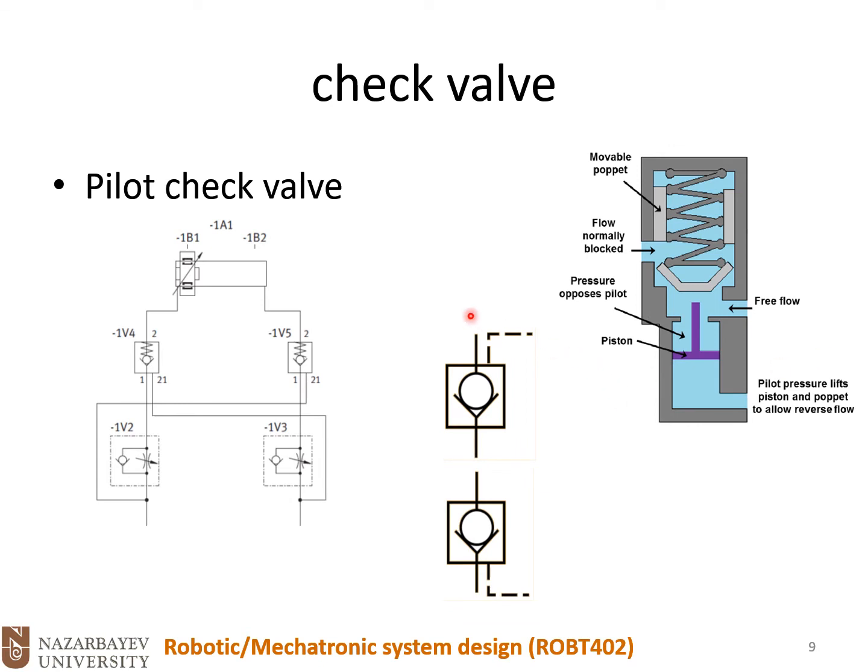Now we want to discuss the pilot check valve. On the pilot check valve, we have these symbols: the pilot signal that closes the valve, and the pilot signal that opens the valve. So one closes the valve, the other one opens the valve. On this one, we have this schematic diagram and see how it works.